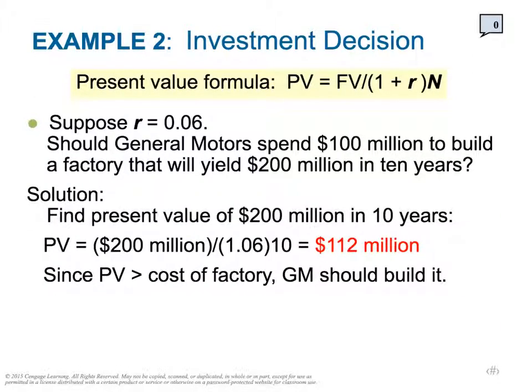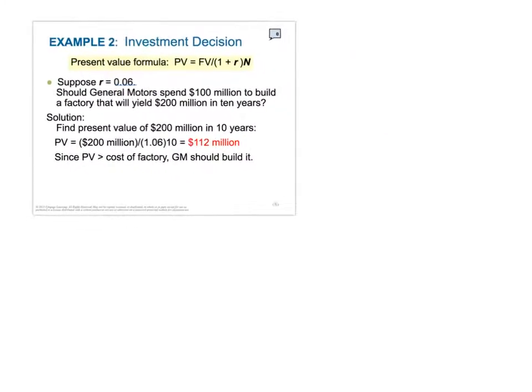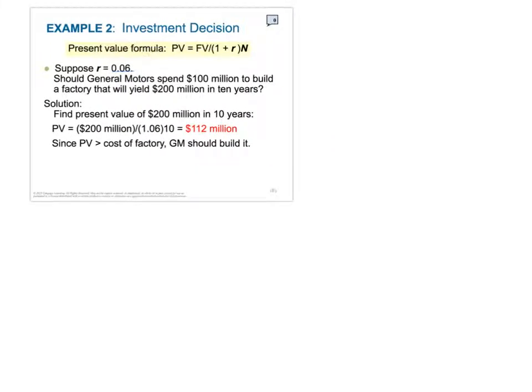Okay, so suppose that the interest rate is 6%. Should General Motors spend $100 million to build a factory that will yield $200 million in 10 years? Before we get down to the solution, let's ask ourselves a couple of questions. The first question I want you to ask yourself is, would General Motors be saving or investing? If you look at the slide, it tells you pretty clearly this is an investment decision. And if you remember our earlier conversation, if they're building a factory, there's our physical asset. So this would definitely be an investment decision.